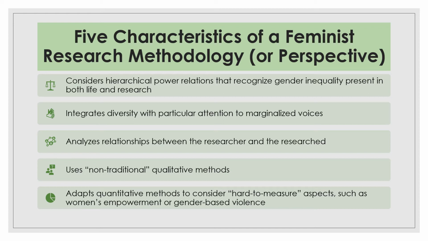The 4th characteristic is using non-traditional qualitative methods. And so we've talked about that in both Chapter 7 and in the interview that you just watched, that some things are not measurable in a traditional way when we're looking at topics related to WGS. And then finally, it adapts quantitative methods to consider hard to measure aspects like women's empowerment or gender-based violence.